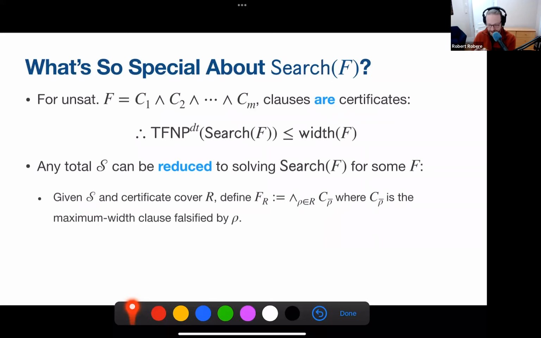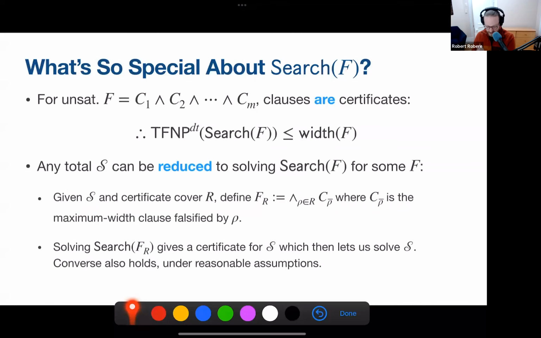Then the clauses of this formula are the certificates of this total search problem right here. So I can solve the search problem here, which will give me a certificate for S, and then I can solve S just using that certificate, right? And under some reasonable assumptions, the converse also holds. So this is what I mean when I say search F is somehow complete for TFNP. It's the canonical example of a TFNP problem when the width of the CNFs is small.